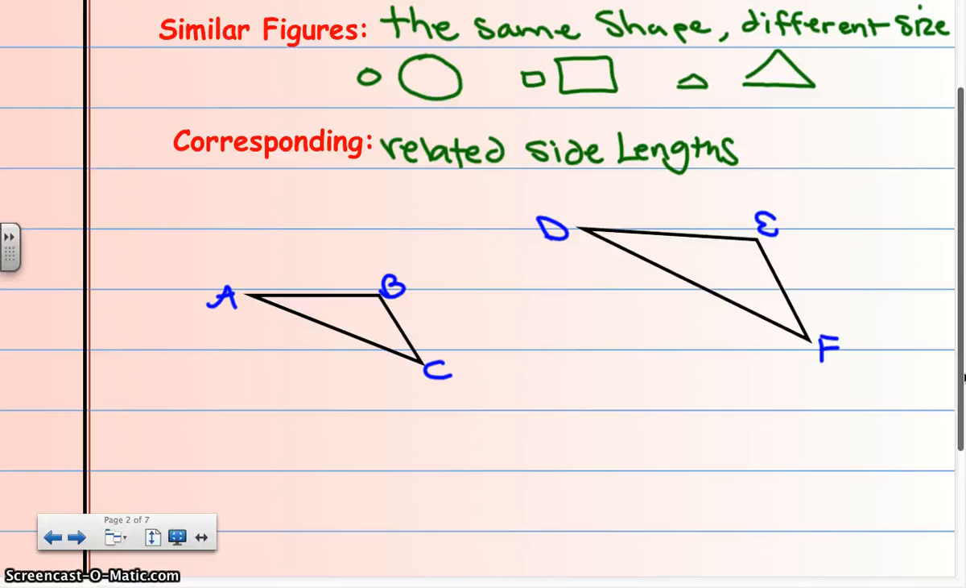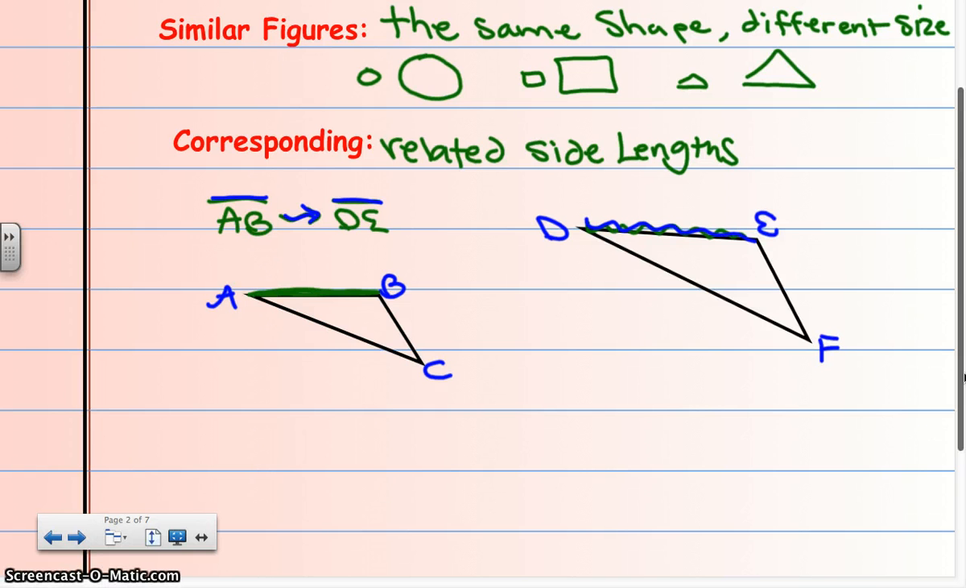So how we say that, we would say AB corresponds to what? If I'm looking at that side length, what side length does it correspond to on the bigger triangle? DE. So I say AB corresponds to segment DE. Now notice how I'm writing this. I'm writing this with a bar on top. That means it's a segment. So I'm saying segment AB corresponds to segment DE.